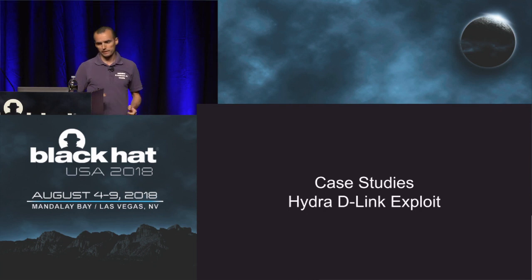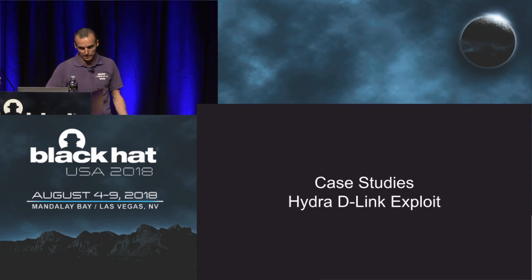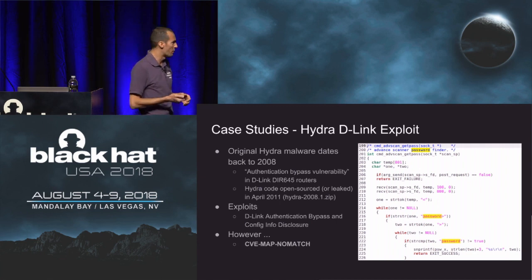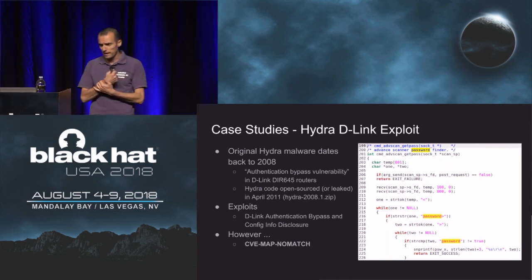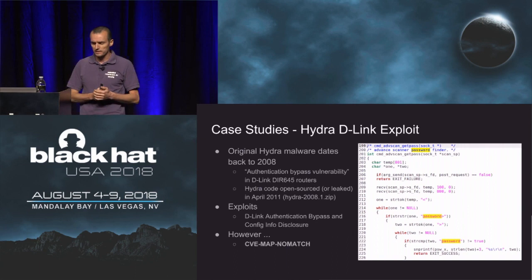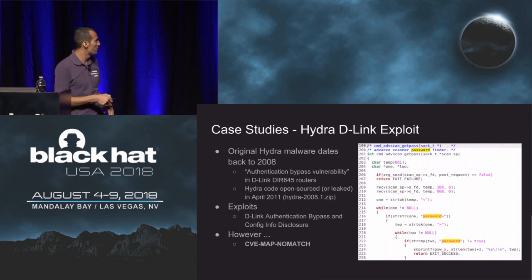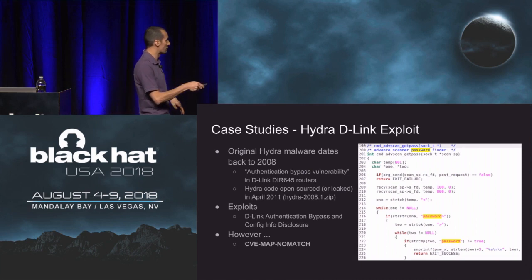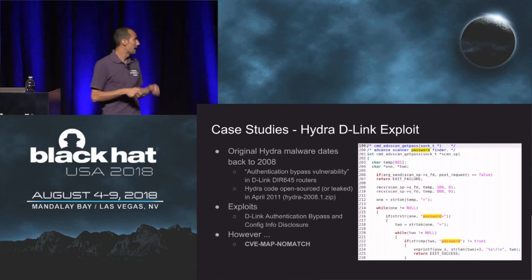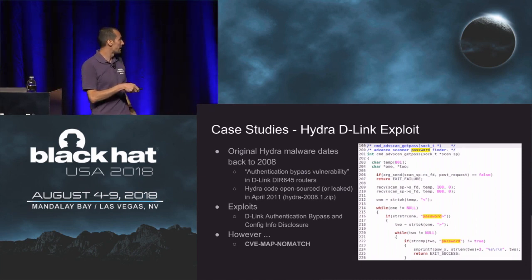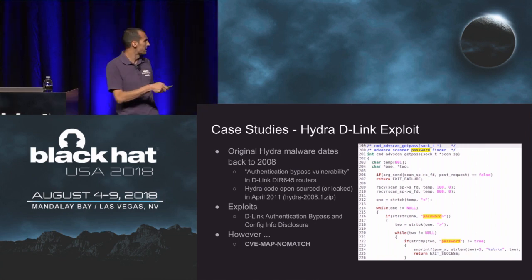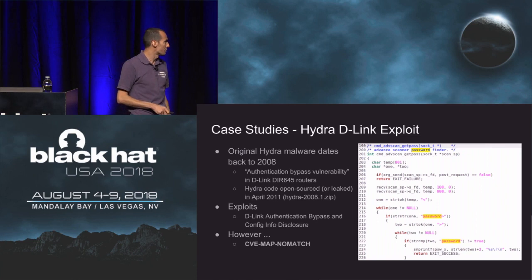So one case study which I personally find interesting is the Hydra D-Link exploit. So Hydra is a very well-known malware. It dates back to 2008, at least the public knowledge says so. It is known to abuse an authentication bypass vulnerability in D-Link routers, and luckily the Hydra code was open source or leaked in April 2011, so we can see a screenshot of it.